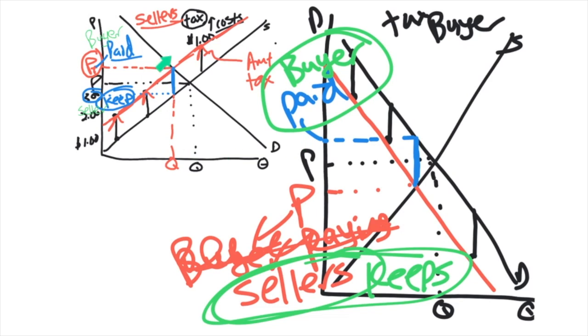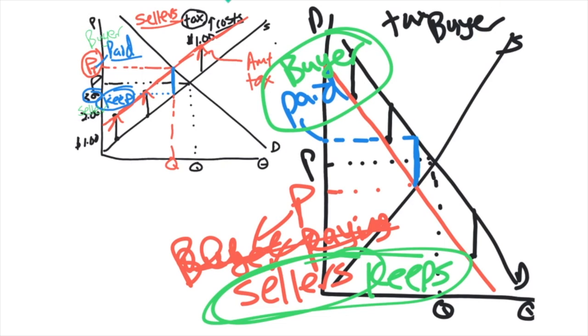And so it doesn't matter if they're taxing the seller or if they're taxing the buyer. Our answer is it does not. It does not matter who the government is taxing. Either way, buyers are going to pay a higher price. Sellers are going to keep a lower price.